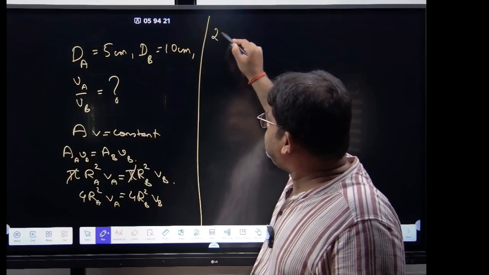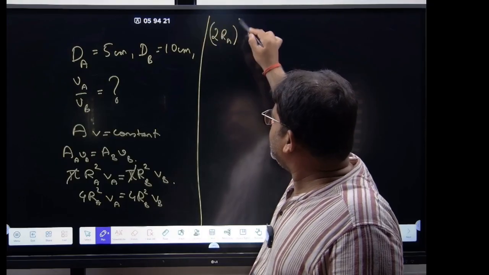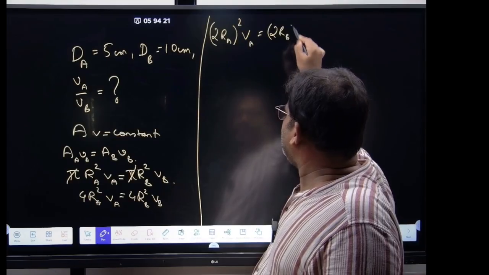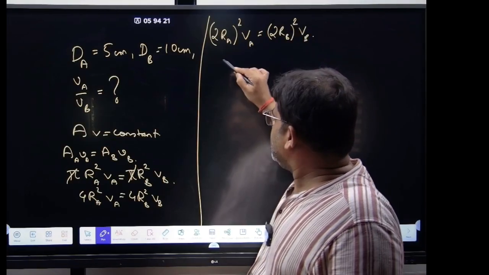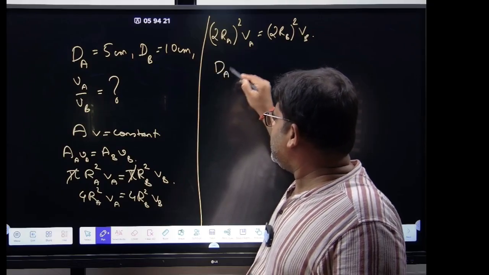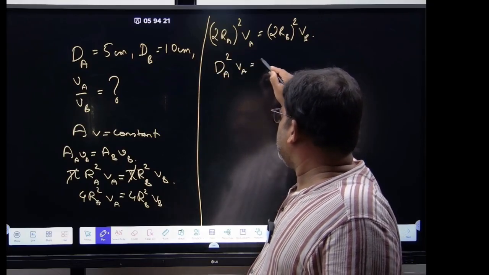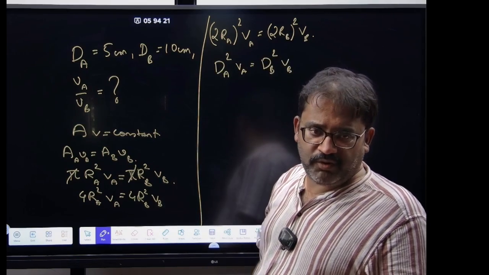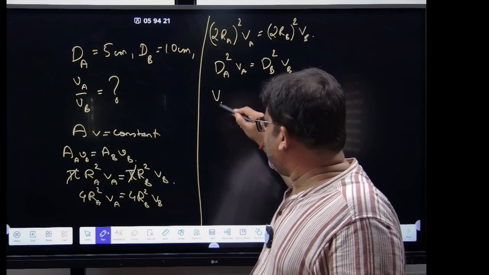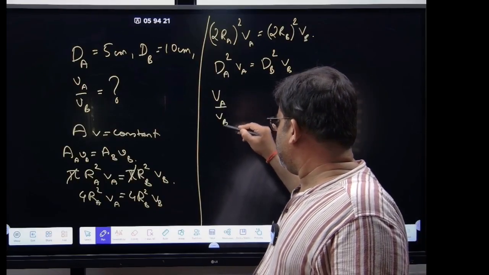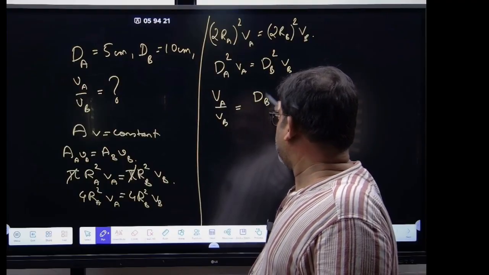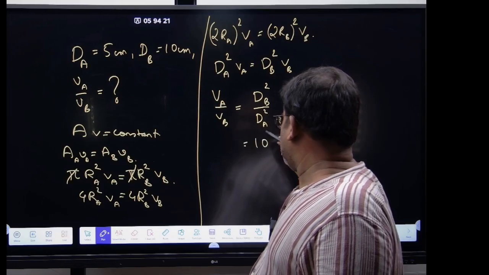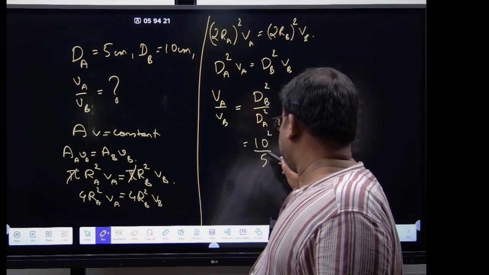Let us take this as 2RA the whole square into VA equal to 2RB the whole square into VB. So this is, we can say, dA square VA equal to dB square into VB. But what do we need, beta? We need VA divided by VB. That is equal to dB square divided by dA square. So what is dB? 10 square divided by 5 square.